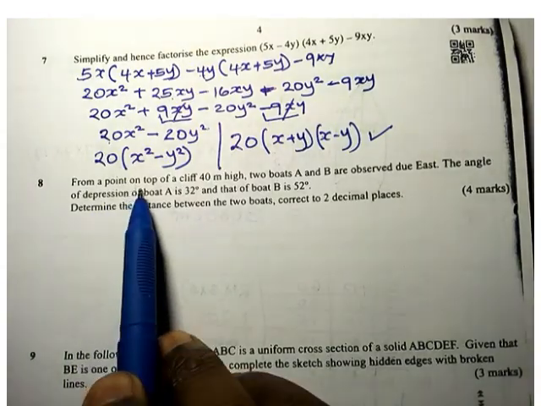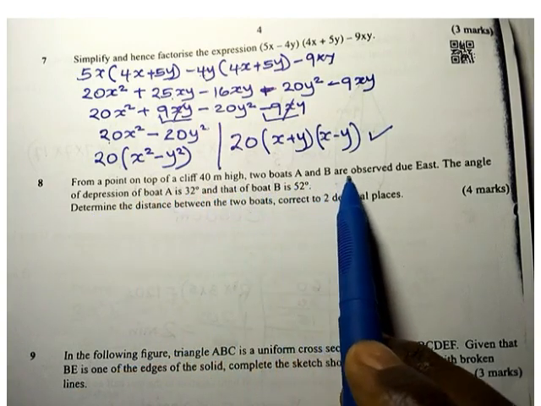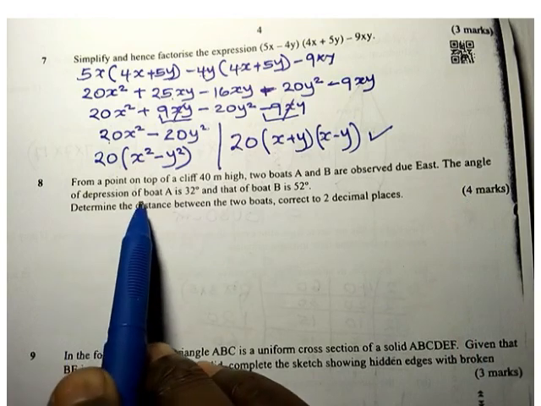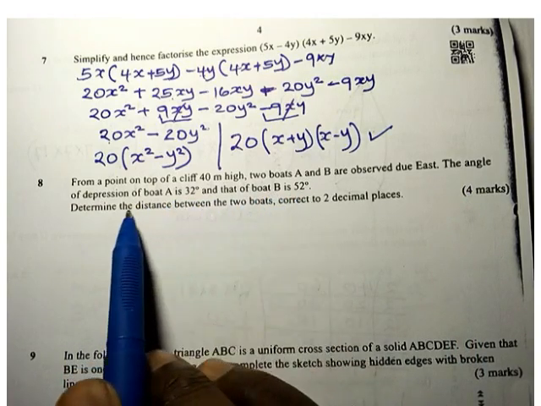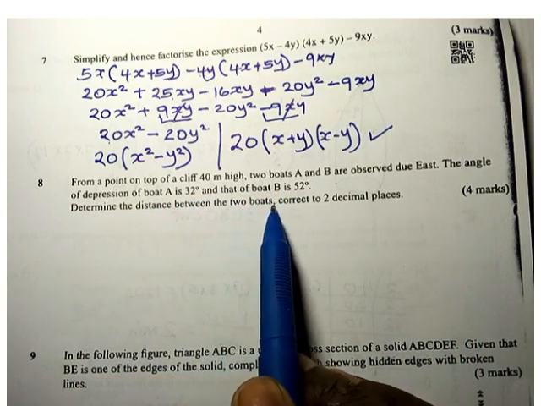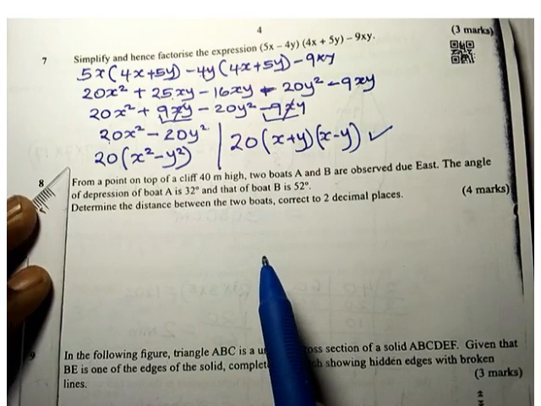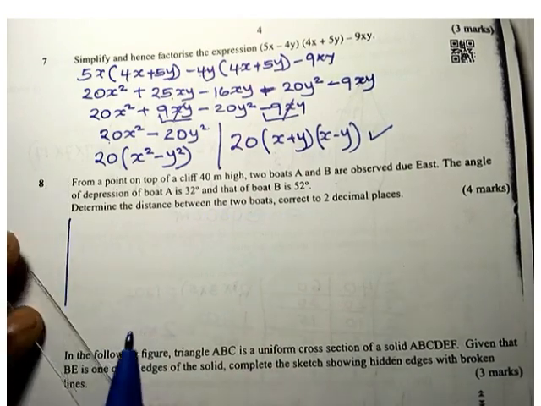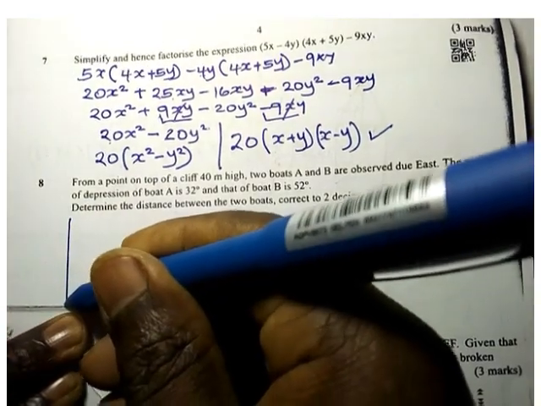From a point on top of a cliff 40 meters high, two boats A and B are observed due east. The angle of depression of boat A is 32 and that of boat B is 52. Determine the distance between the two boats correct to two decimal places. So you have to sketch the height, and then to due east, we can now draw our due east.